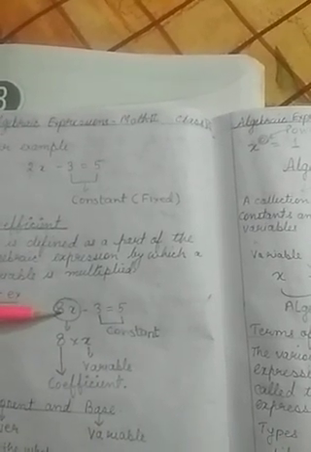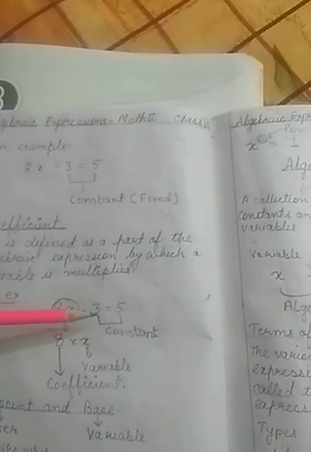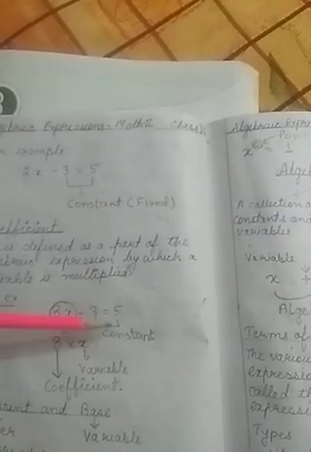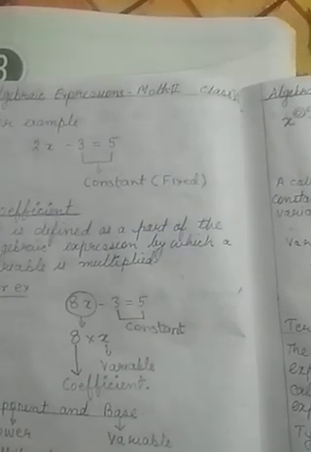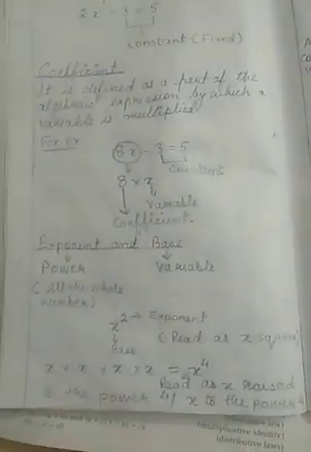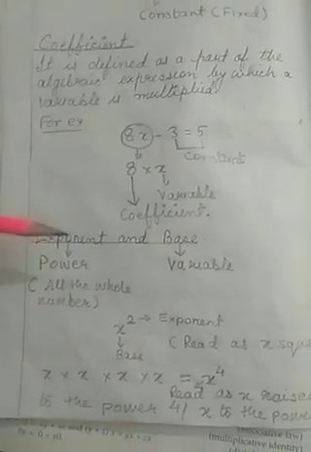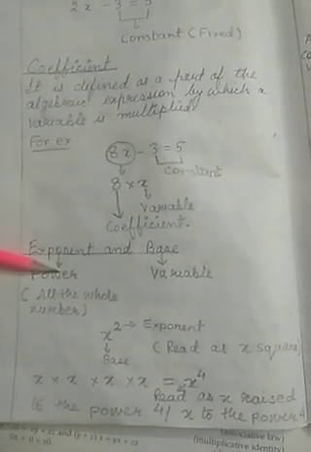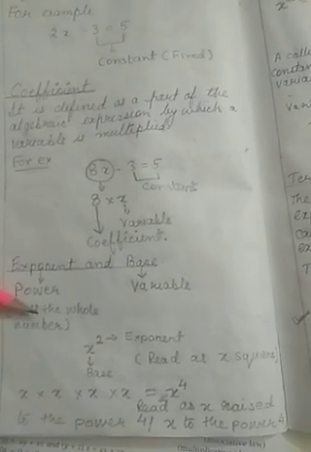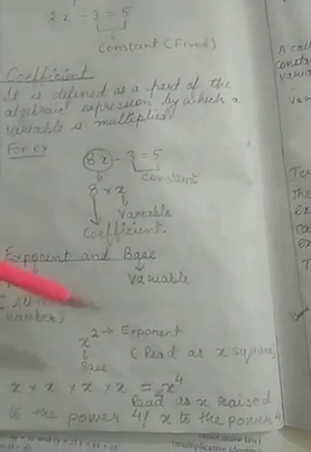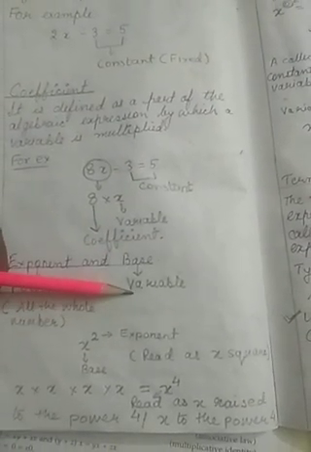Look over here. Another example, 8x minus 3 gives you 5. So here 3 and 5, they are the constant, and this 8 here will be the coefficient, and this x is a variable. Clear? Now let's discuss about the exponents and base. Exponent is generally, we say it as power, and the power should be of whole number, and whole number starts from 0 to rest all the natural numbers, and this base is the variable.